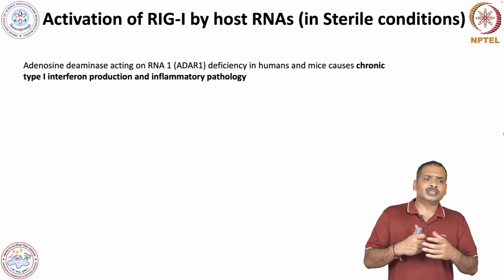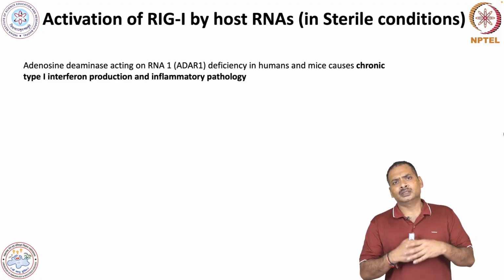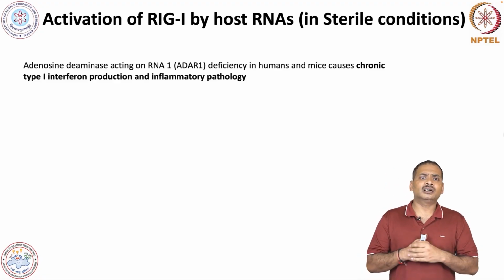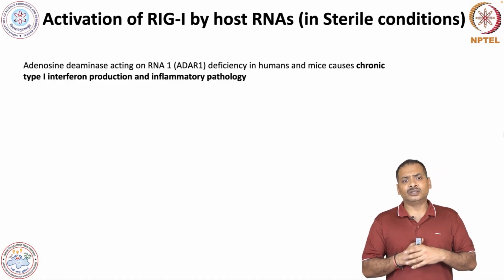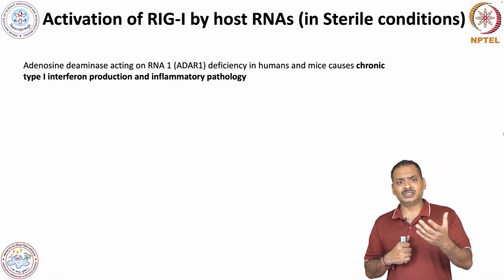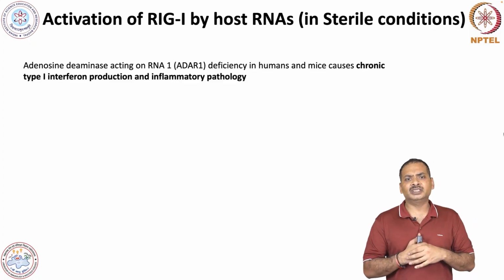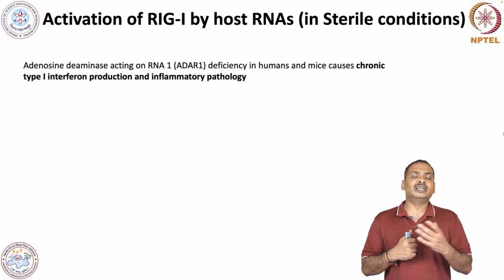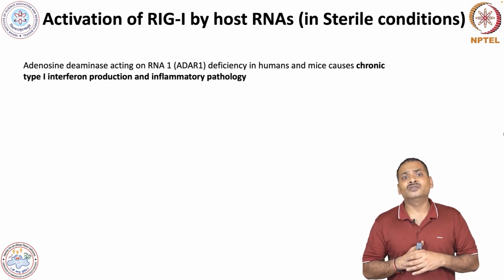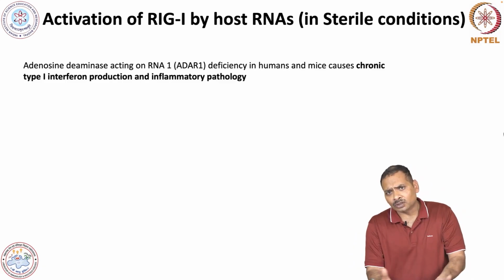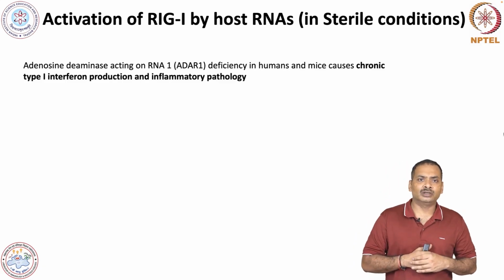There are some more situations in which the RLR signaling pathway is activated, that is adenosine deaminase acting on RNA 1 deficiency. If this enzyme deficiency is there in human or mice, it results in chronic type 1 interferon production, and that chronic production of type 1 interferon results in inflammatory pathology.